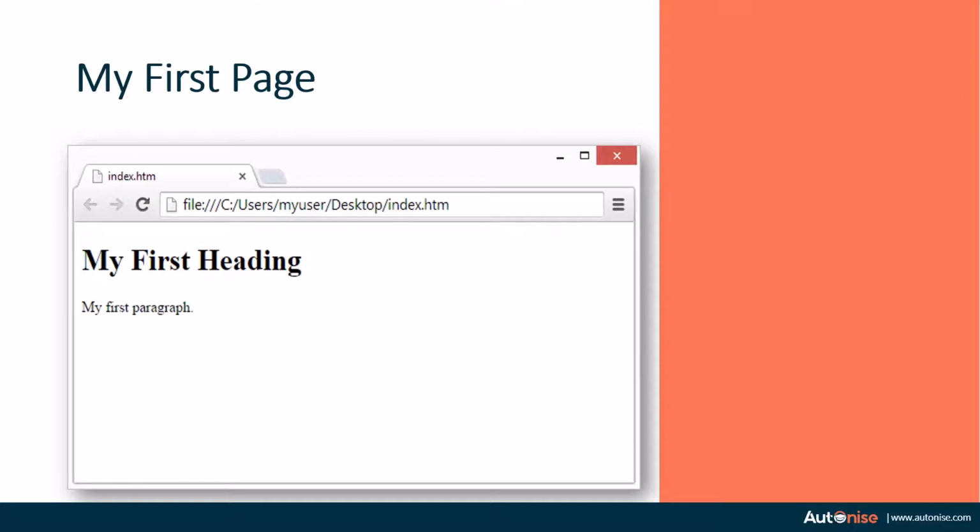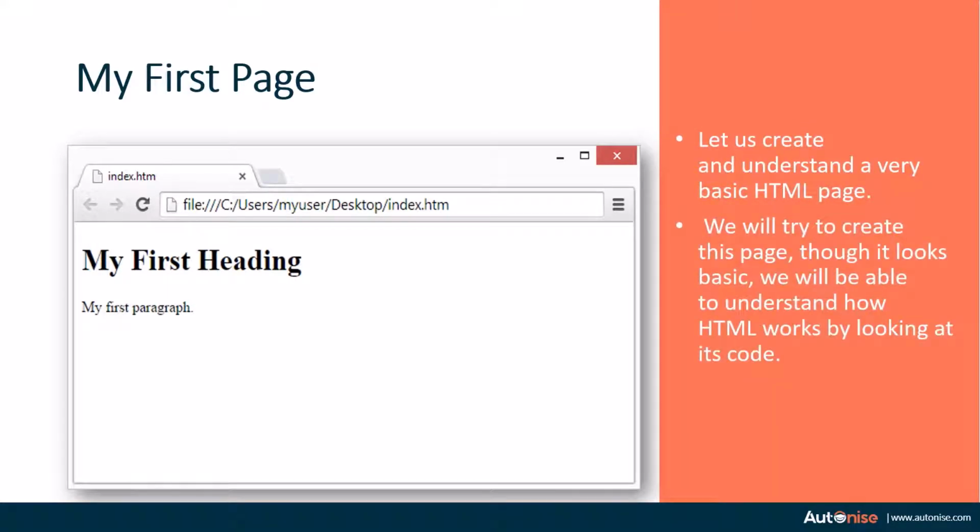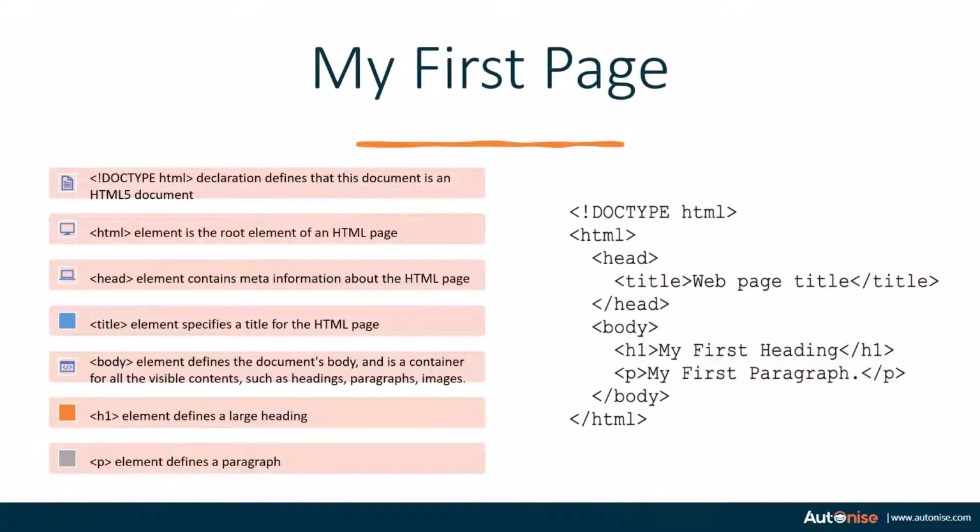Let us first create our own page and have a look at how to write your own HTML page. So let us look at the code for writing our first HTML page. Let us try to analyze this line by line.